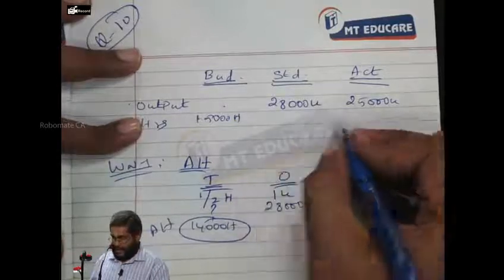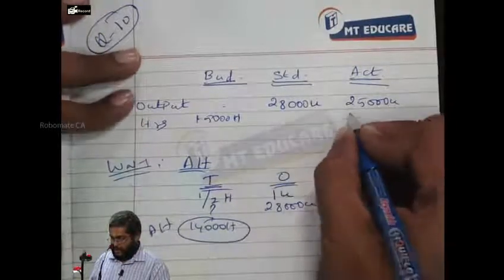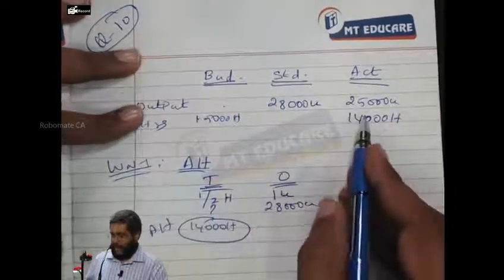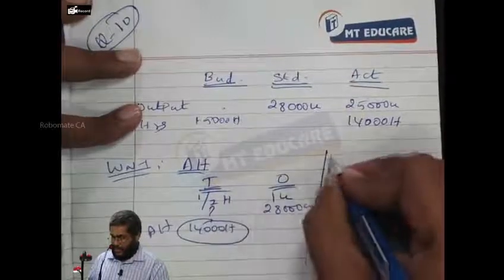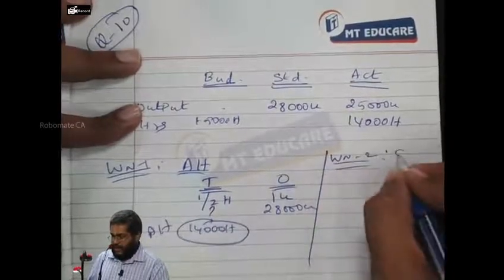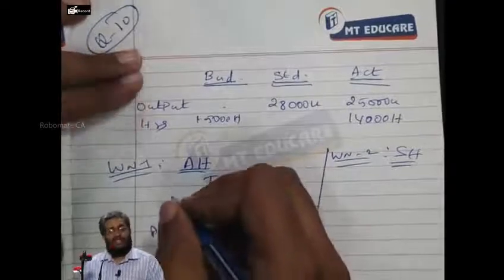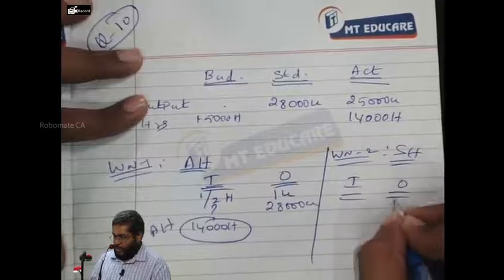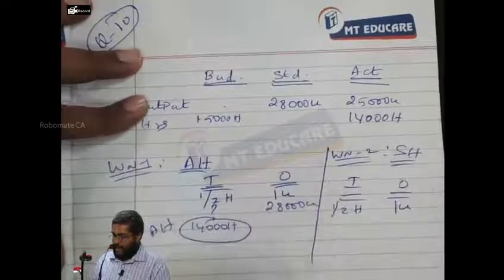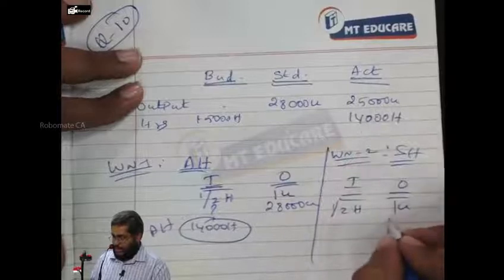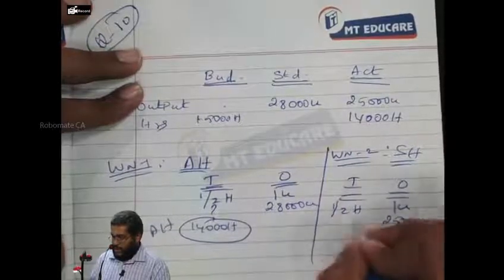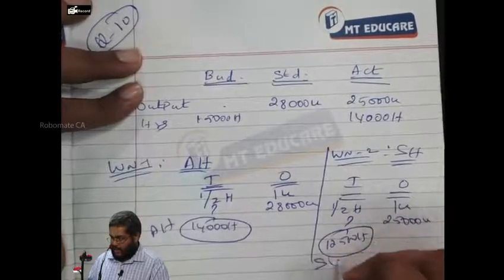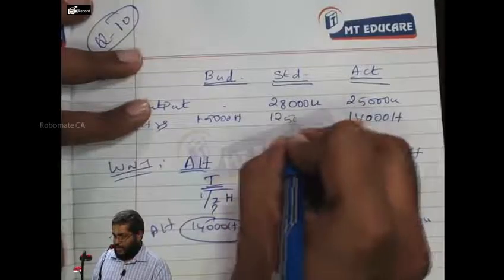Now, I'll write here against actual hours: 14,000 hours. Next, standard hours. That is working note number 2. What is standard hours? Standard hours for actual output. Same input output ratio: 1 unit, half an hour. I have actually produced 25,000 units. How many hours allowed here? 12,500 hours. 12,500 hours is what? Standard hours.